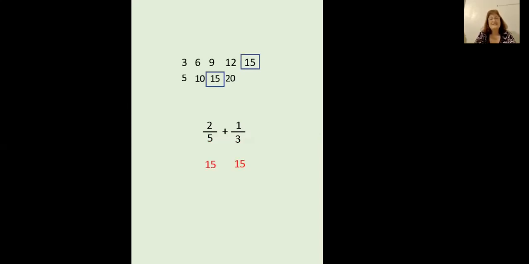So we place the 15 down here. Now we have to see how many times 5 goes into 15. Since 5 times 3 equals 15, the answer is 3. Now we multiply that 3 times the numerator of 2. 3 times 2 is 6. 3 goes into 15 5 times. 5 times the numerator 1 is 5. And 6 plus 5 is 11. And we keep our denominator at 15.